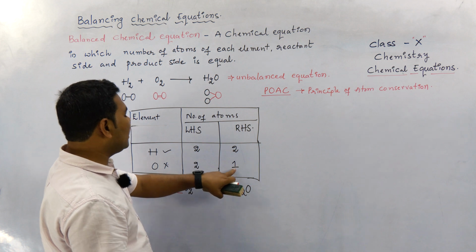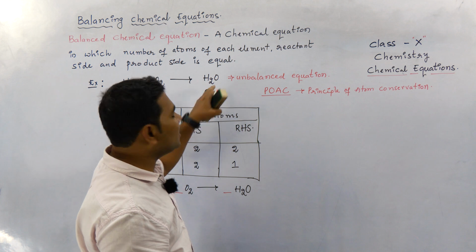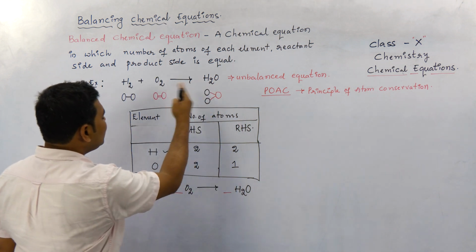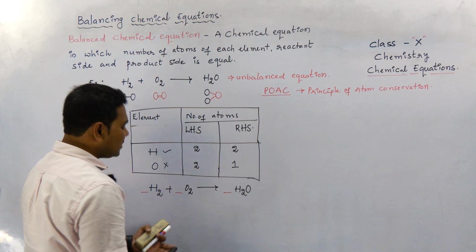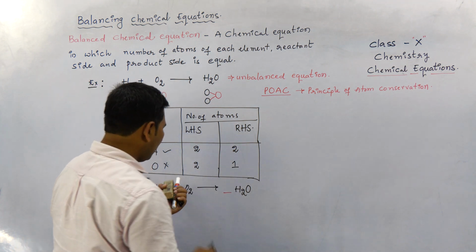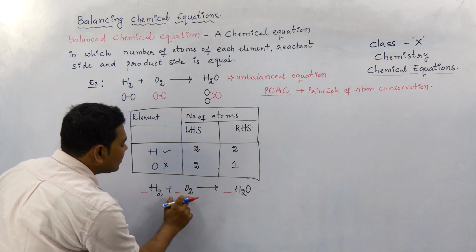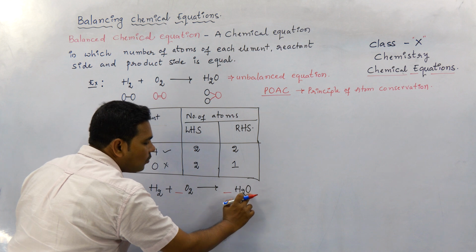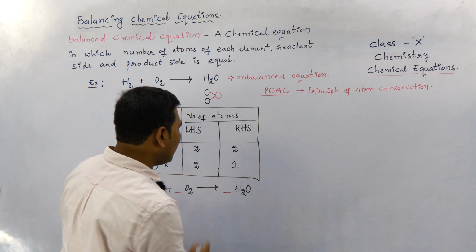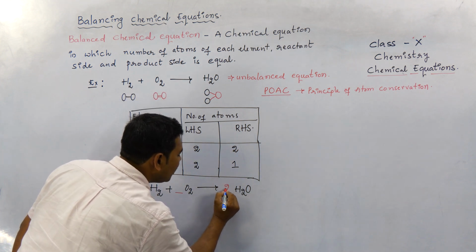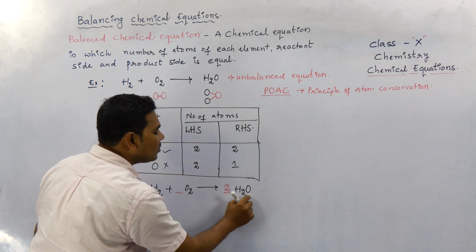We cannot change the number of atoms on the reactant side because oxygen must be written O2 only, and water must be written H2O, right? But we can change this number on the right hand side, since we have one atom. Okay, let's see how I balance. You just see this: two oxygen atoms I have on the left hand side, I have only one atom on the right hand side. One molecule of water contains one oxygen atom. If I make it two molecules, then they contain two atoms of oxygen, right?